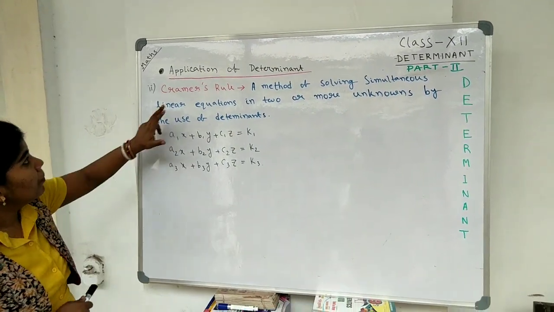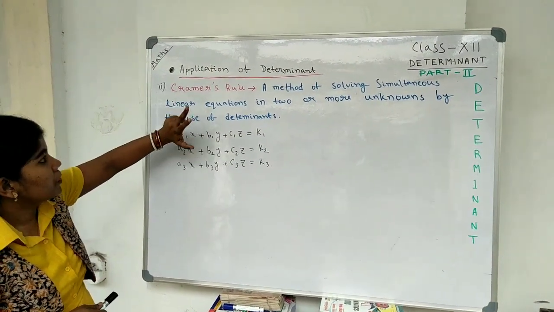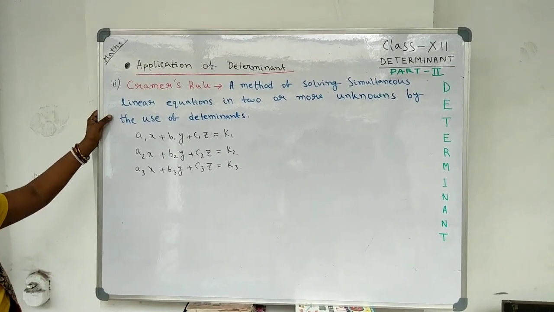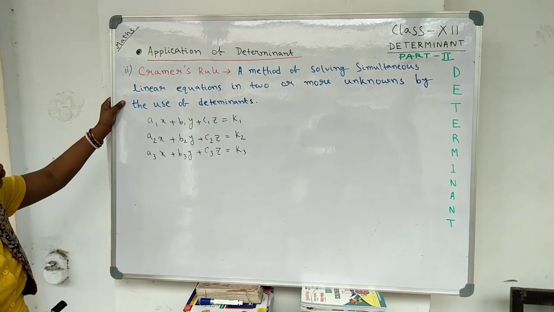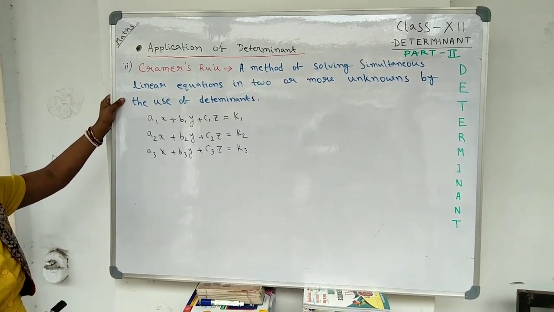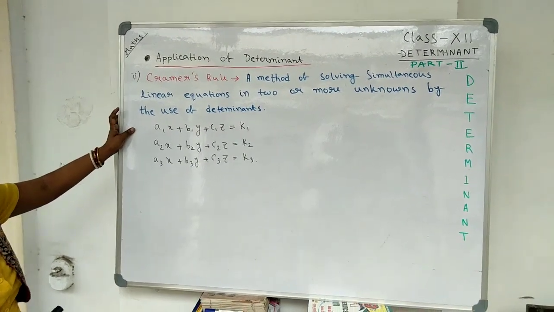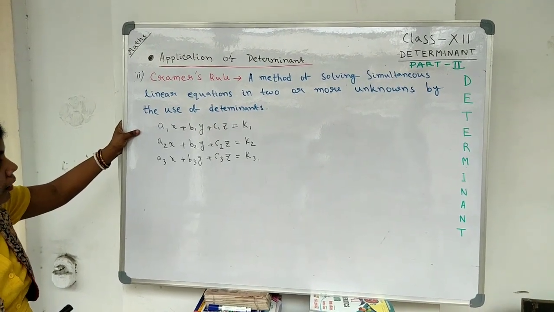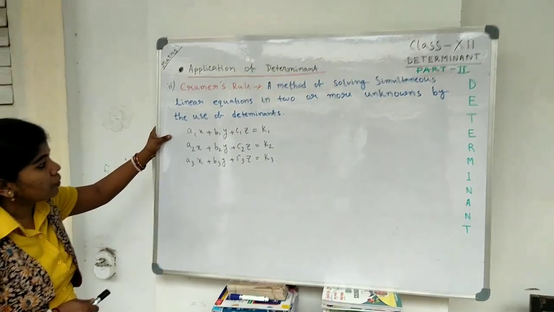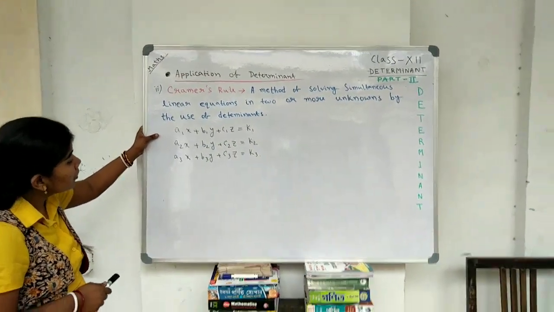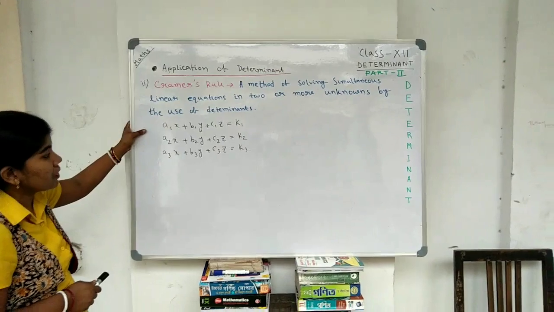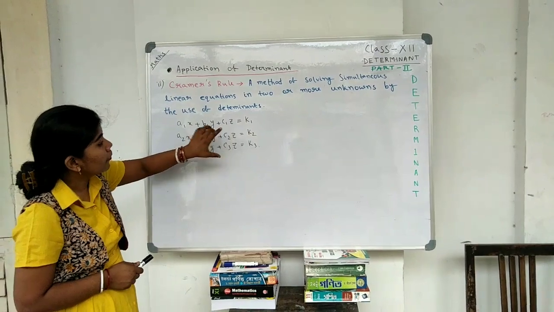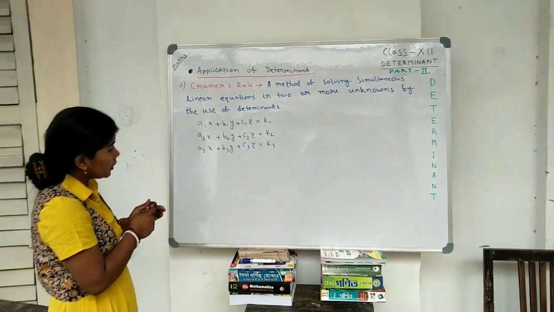Okay. The second application of determinant is Cramer's rule. What is Cramer's rule? Cramer's rule is a method of solving simultaneous linear equations in 2 or more unknowns by the use of determinants. Suppose there are 3 simultaneous equations, a1x plus b1y plus c1z equal to k1, a2x plus b2y plus c2z equal to k2, and a3x plus b3y plus c3z equal to k3. You have to solve x, y and z from these equations using Cramer's rule.